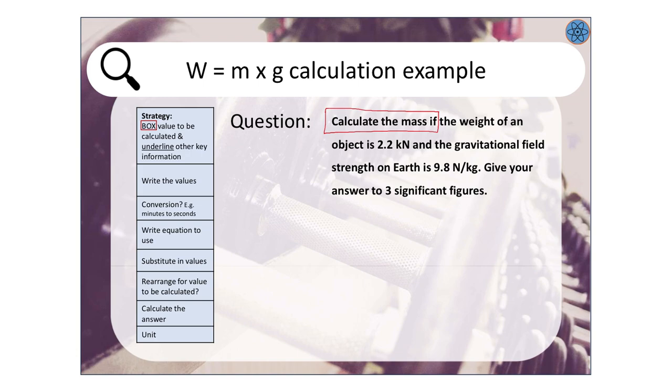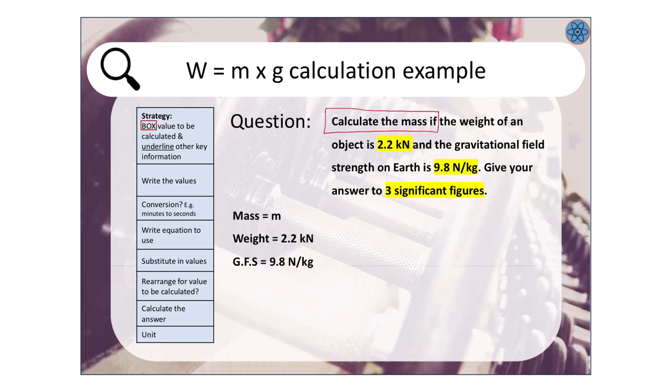So along the left hand side we've got our strategy. The first thing is to box the value to be calculated, and then we'll underline the other key information. So I've boxed around mass and then highlighted or underlined the other key information. So 2.2 kN, 9.8 newtons per kilogram, and the fact we need to give our answer to three significant figures.